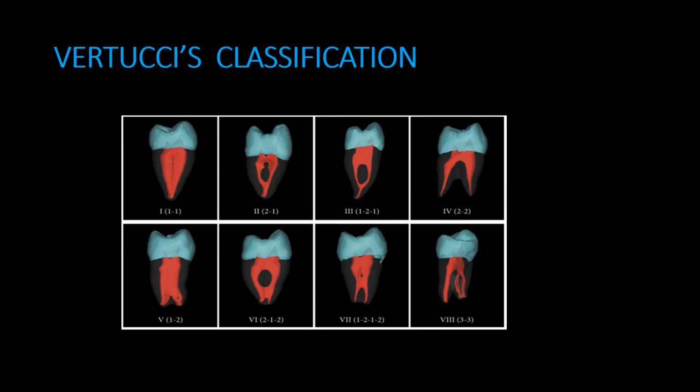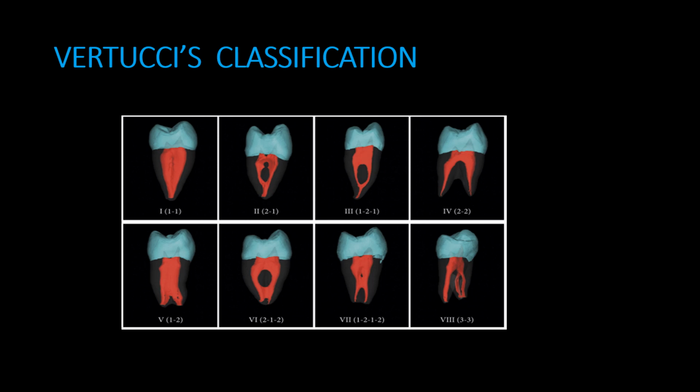Vertucci's classification. Type 1 is 1-1: 1 canal ends as 1 canal. Type 2 is 2-1: 2 canals fused as 1 at the end. Type 3 is 1-2-1: 1 canal becomes 2 in the mid-root and ends as 1. Type 4 is 2-2: 2 canals end as 2 itself. Type 5 is 1-2: 1 canal ends as 2.